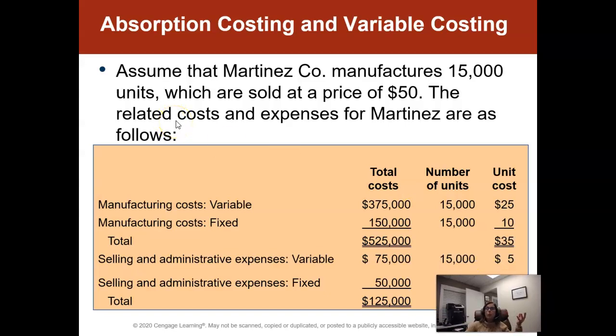In this example, we've got the Martinez Company manufacturing 15,000 units that we sell at a price of $50 a piece. And we've got the related costs down here. So we've got our variable manufacturing, our fixed manufacturing, and then selling and administrative variable, and then fixed. We've got, again, that total of 15,000 units, and then the unit cost that applies to each of these individual items.